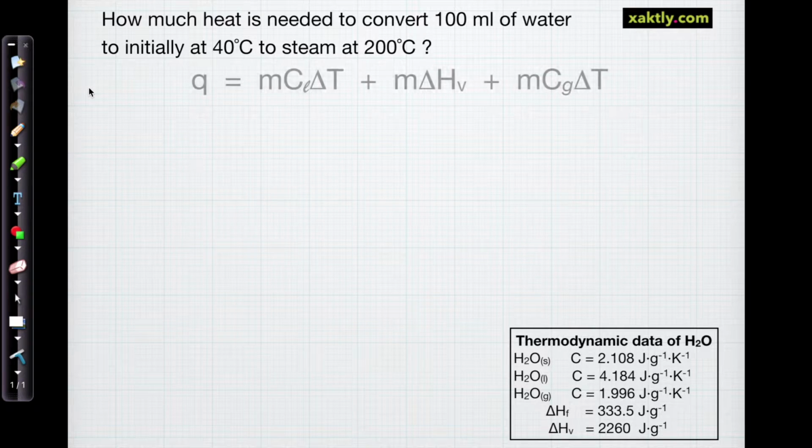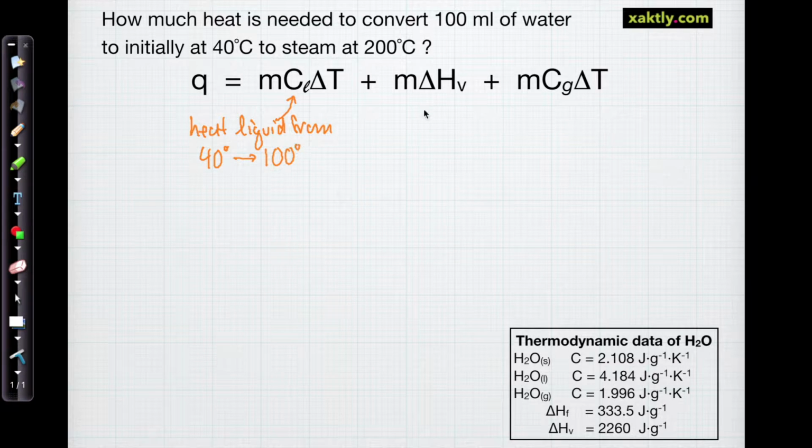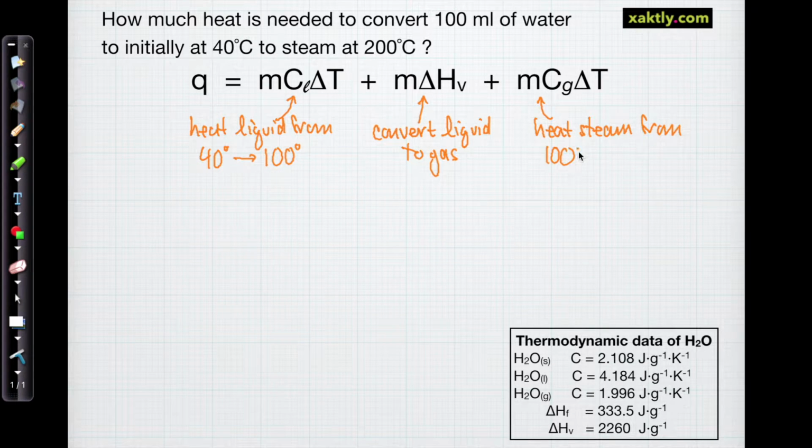The first thing we want to do is write out all the equations that we're going to need. And that's going to consist of a term to heat the liquid water from 40 degrees to 100 degrees C, and a term that involves the heat of vaporization of water so that we can convert all that liquid at 100 degrees to gas, and then a term that heats the steam from 100 degrees to 200 degrees. And we'll handle that in 3 steps, 1, 2, and 3, just like this.